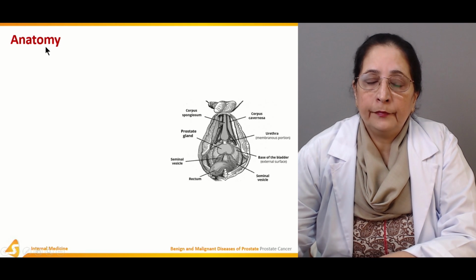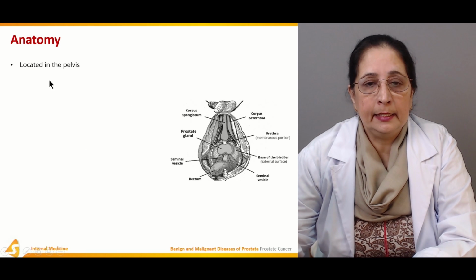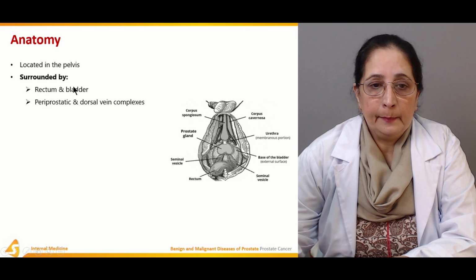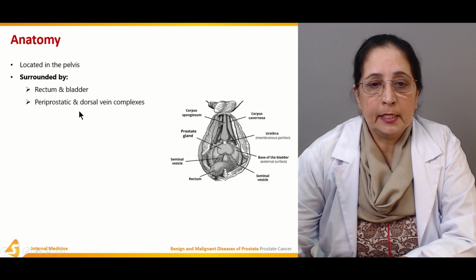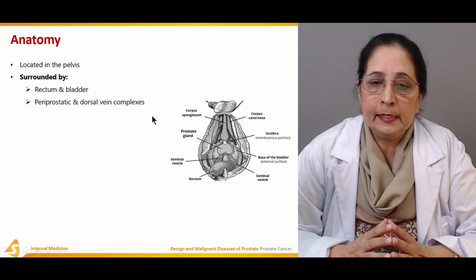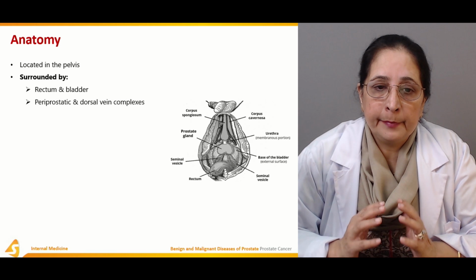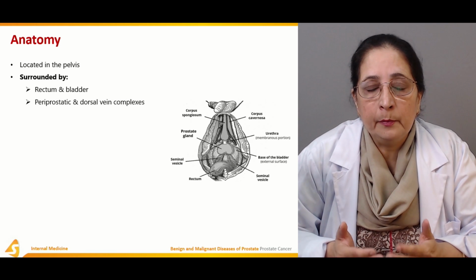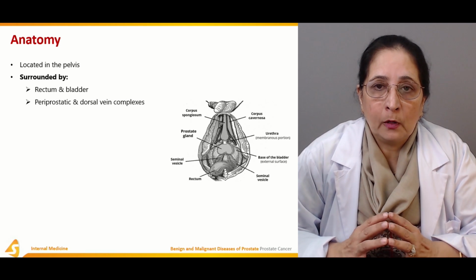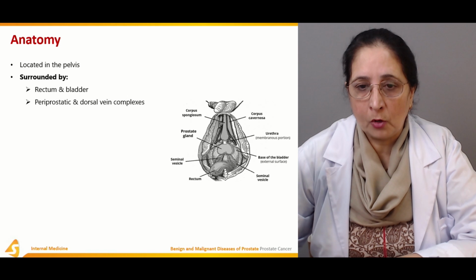The anatomy of the prostate gland: it is present in the pelvis, and it is surrounded by the rectum and bladder, and the periprostatic and dorsal vein complexes. So the prostate gland is present in the male pelvis, and it is surrounded by the rectum and the bladder, and also by the periprostatic and dorsal vein complexes.